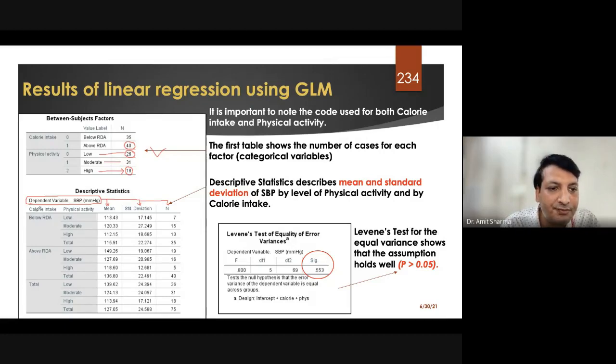Now you can see both variables have been added, calorie intake and physical activity. Calorie intake has two categories. This is one and this is second. And physical activity has three categories: low, moderate, high, and low, moderate, high. So here we have not got the post hoc table. We have just got the mean and the SD of each group.